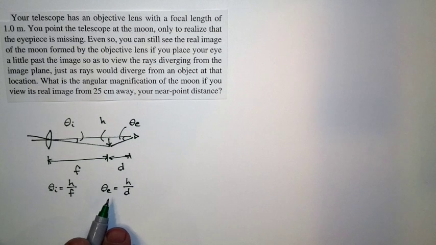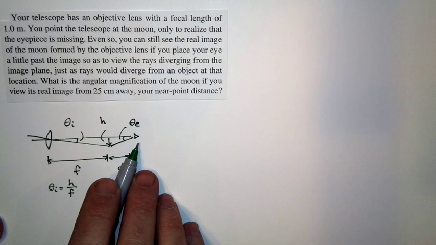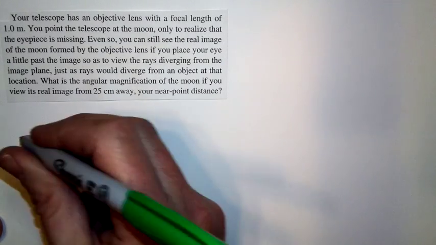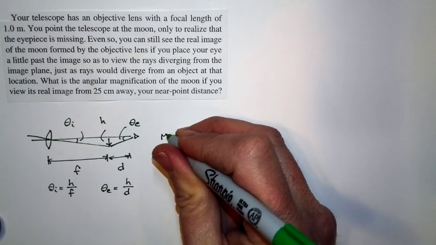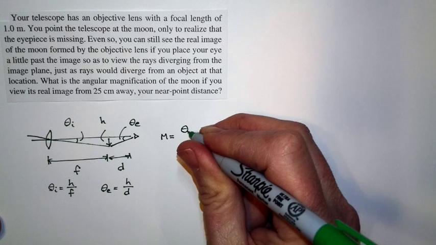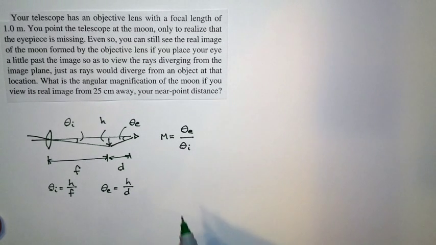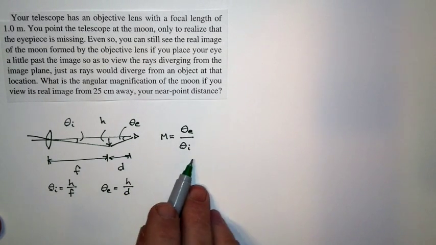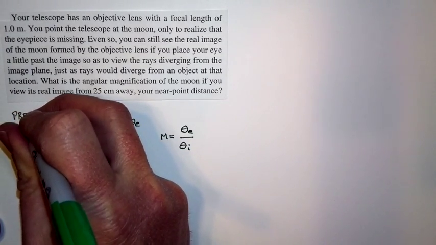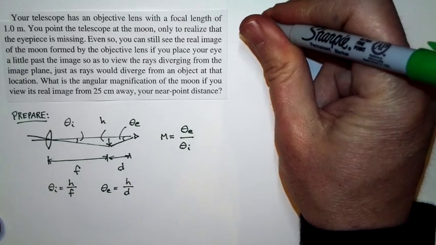Now, by the way, I haven't worried about plus and minus and things like that. We know the image is inverted. We know that you will see an inverted image. So let's not worry about that. What we're interested in is the angular magnification. The angular magnification is just equal to the angular size as seen by your eye, divided by the angular size of the image. That would be the magnification that we're looking for. And this is all by way of preparation, and now we're ready to solve.